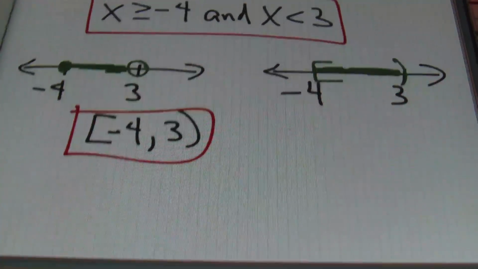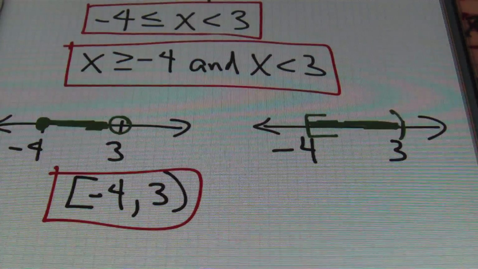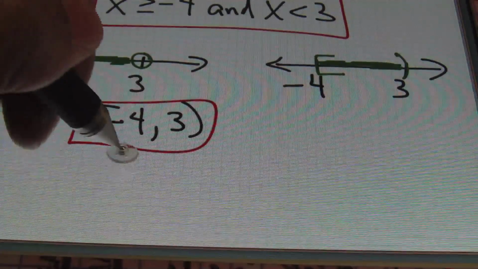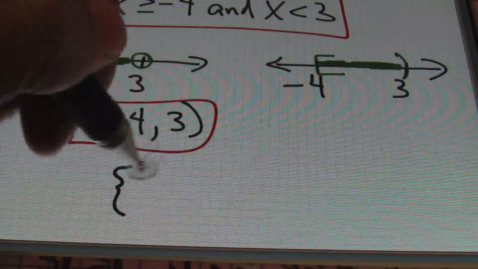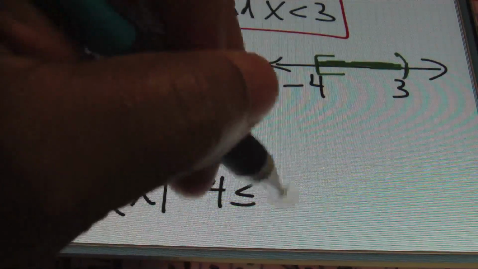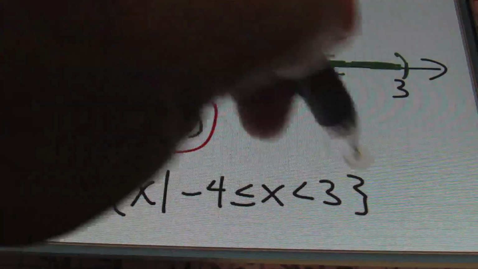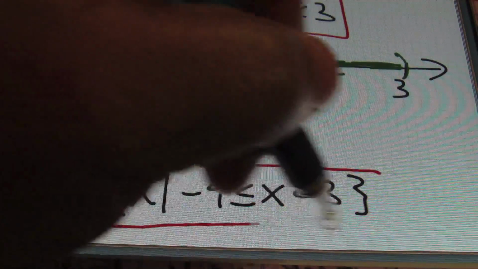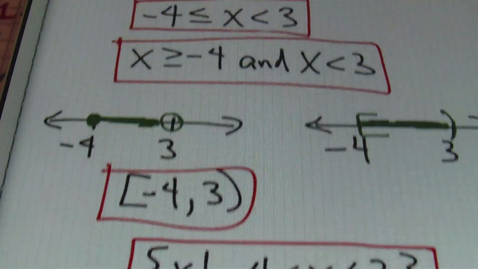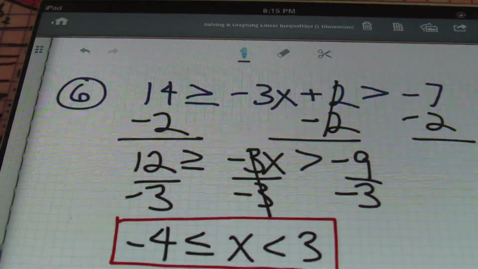Okay, set builder notation, we're going to go with the compound inequality version. So it's going to look like this. I'm going to use my brace, and it's going to be x is such that -4 is less than or equal to x, which is less than 3, and close brace there. Let's put a box around it. If you want to teach me a better way to draw a brace, you go right ahead and send me a message, okay? So that does it for problem number 6, ladies and gentlemen.